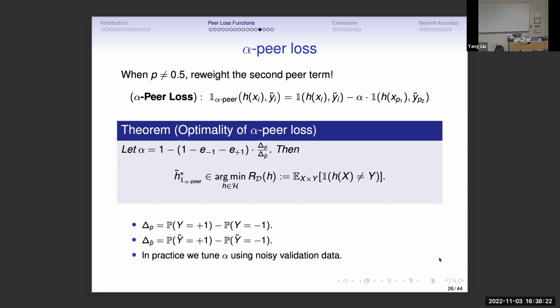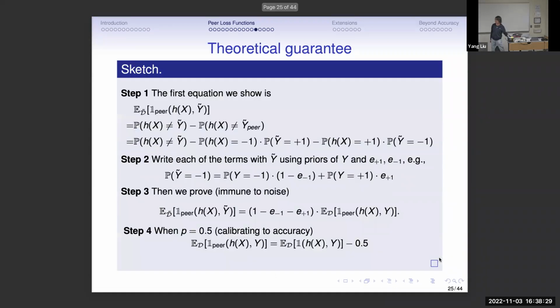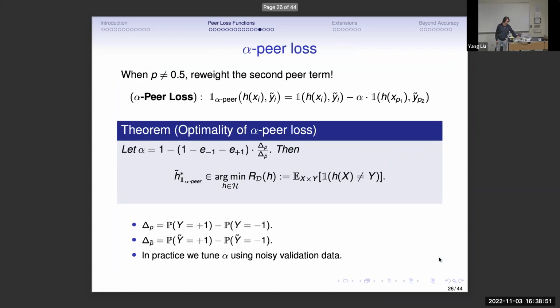Can you remind me where p equals 1/2 is used in the previous? Right, so where's the p equals 1/2? It's from step 3 to step 4. When p equals 1/2, this pure loss on the clean data is going to be equal to the 0, 1 loss on the true data minus a constant. So this is where I use p equals 1/2. But this is a good generalization.